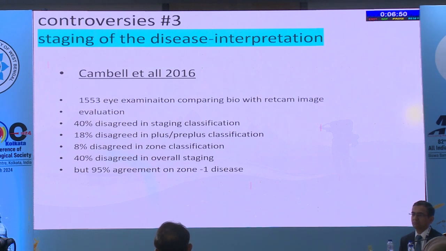The third is the staging of the disease. There was a study by Campbell et al., who reviewed 1553 eyes and found a whole lot of controversy regarding the classification, the pre-plus and plus classification, the zone classification, and the overall staging. But the only thing which was consistent was that 95% were in agreement on zone 1 disease.